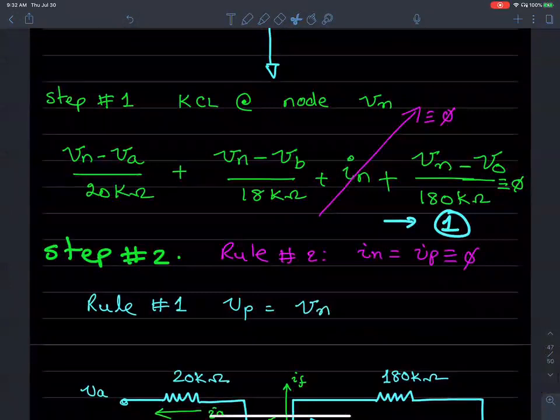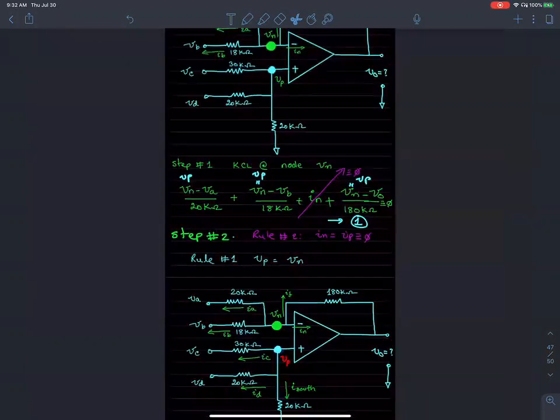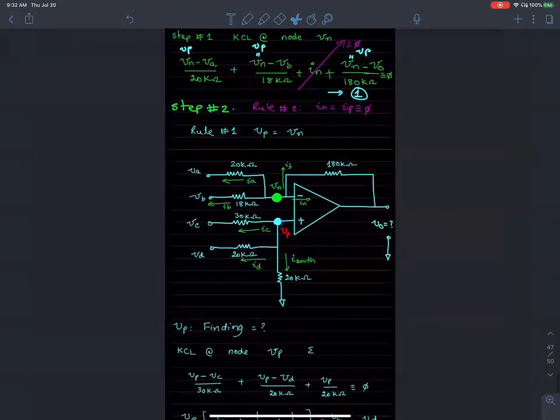Okay, in place of VN, I'm going to plug in VP. Okay, I can do that. Or it's only going to make the equation so complicated.